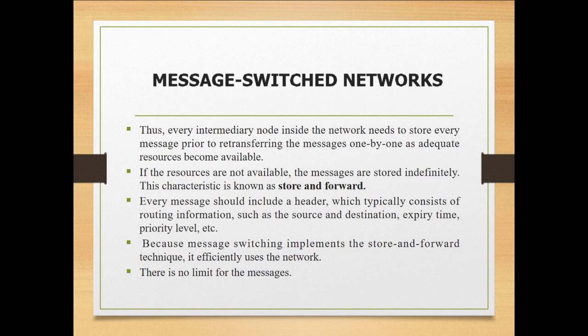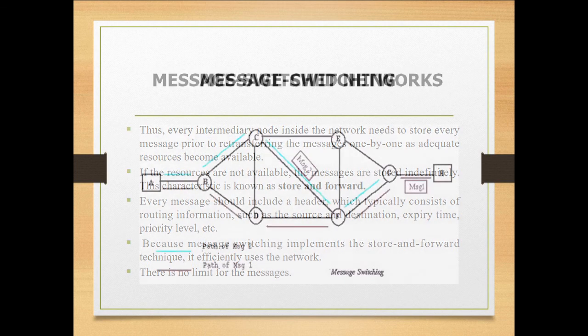Every message should include a header which typically consists of routing information such as the source and destination, expiry time, priority level, etc. Because message switching implements the store and forward technique, it efficiently uses the network and there is no limit for the messages.